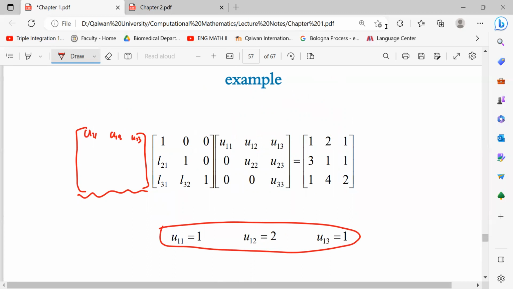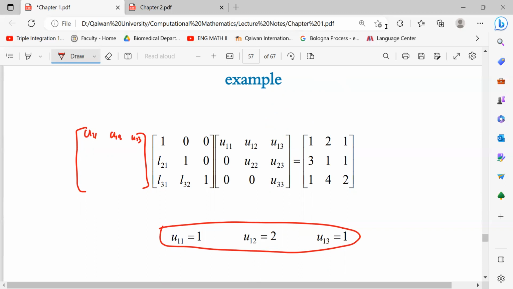And also, you can just say that U11 is this element, U12 is this, and U13 is this. It's true only for U11, U12, U13. It's not true for others to say it's the same position. You can just say U11 is this value, U12 has this value and U13 has this value. It's in the first step.